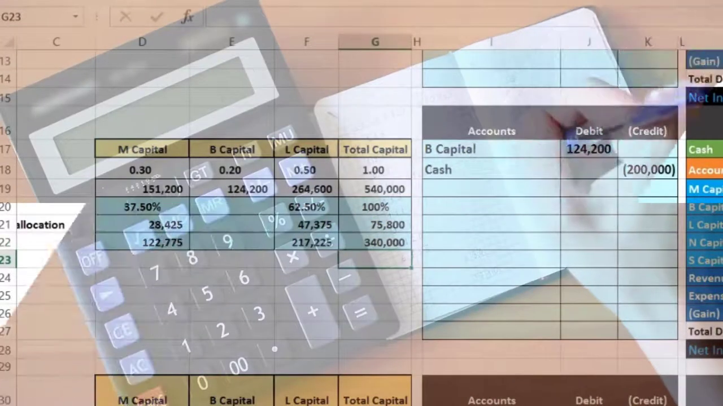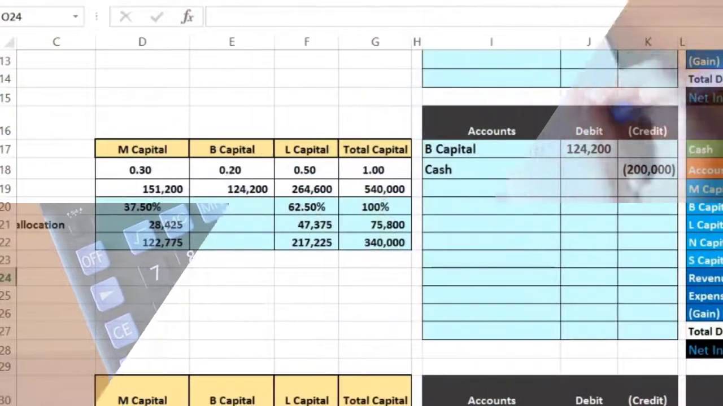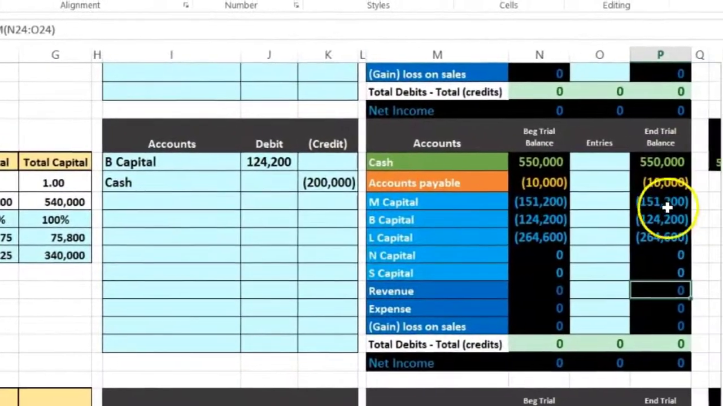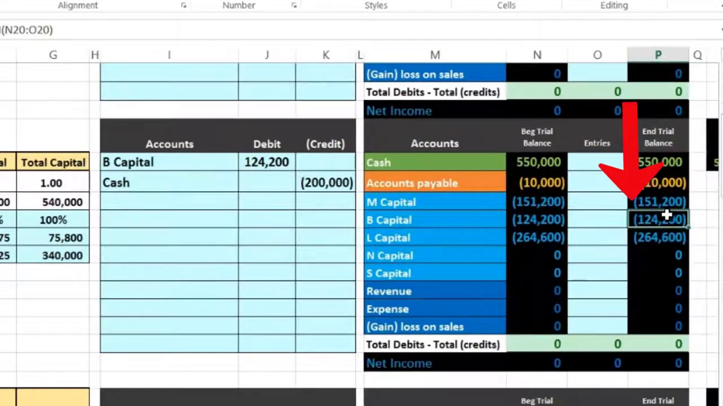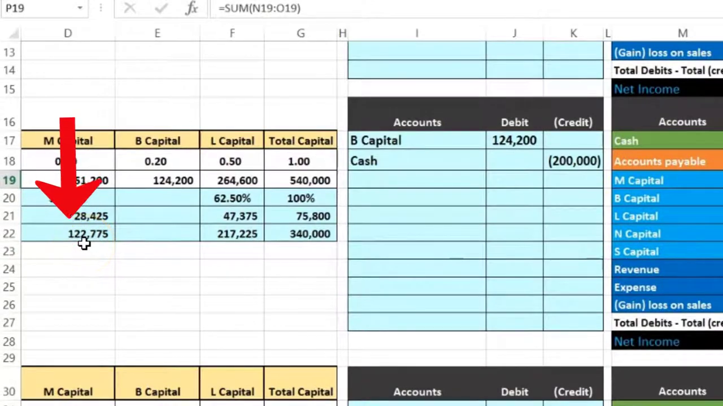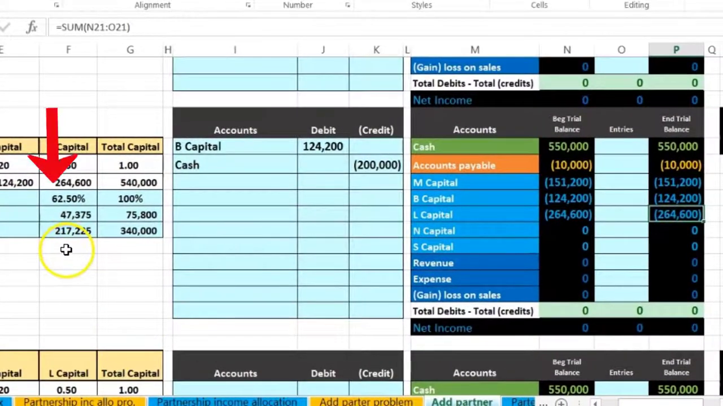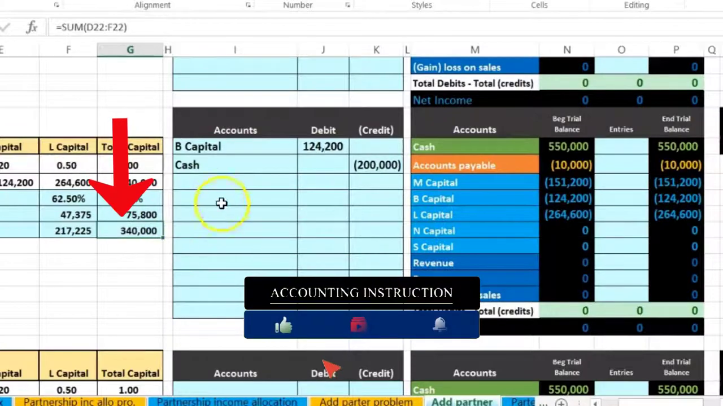So we're going to create the journal entry now, and once we do the journal entry, then we would expect this number is going to go down to zero, and this number should reflect the 122,775, and this number should be the 217,225, and the two should add up to a total capital of 340. Let's see if that happens.